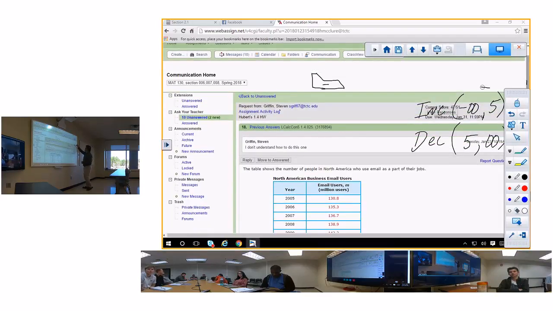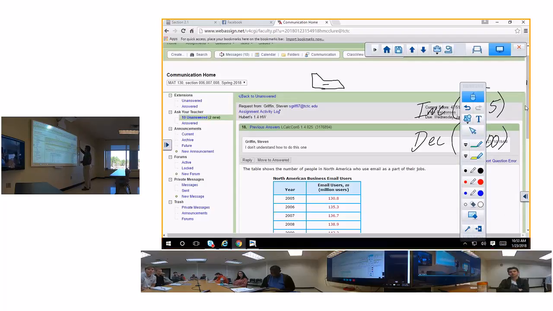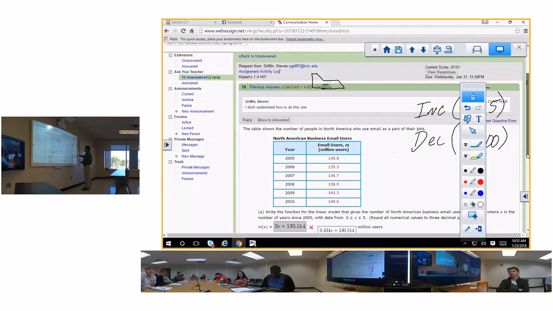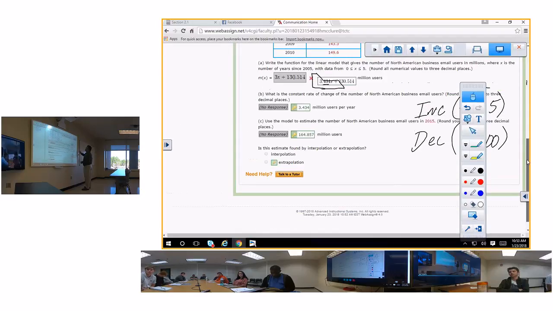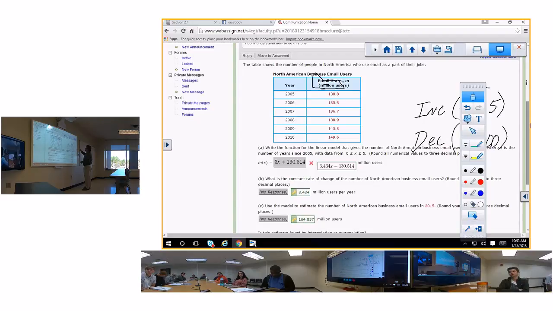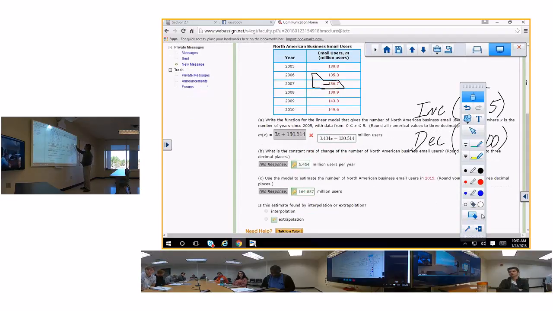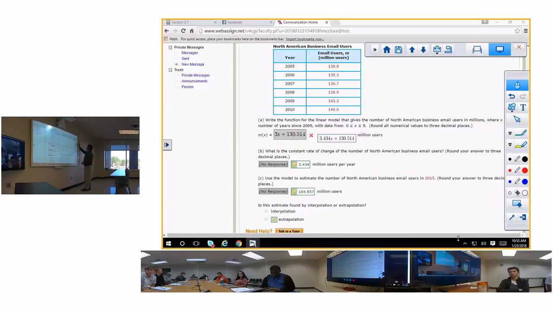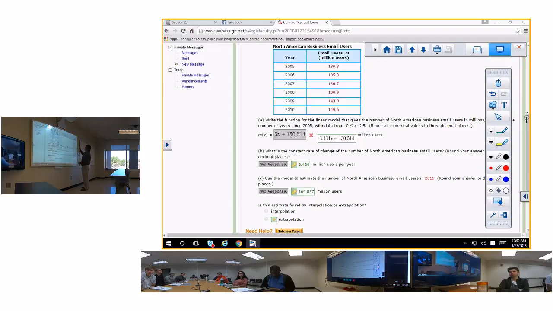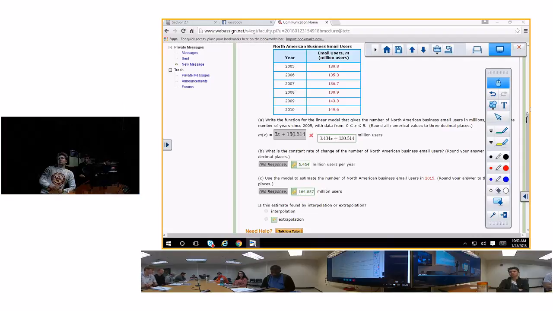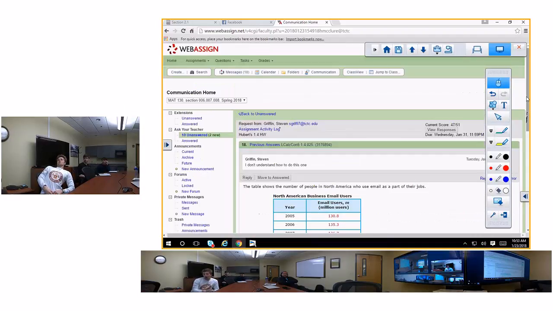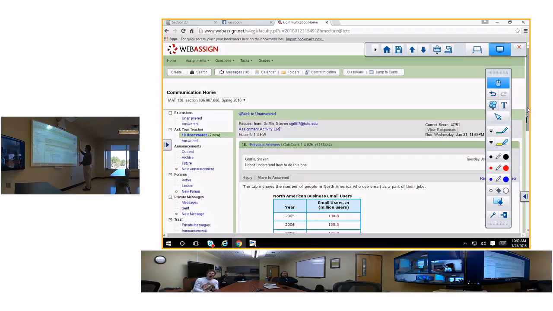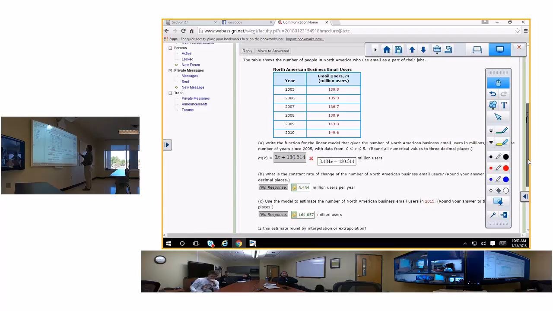Oh, man. You'll just have to bear with me. For some reason, this right side is not calibrated very good. Okay, the table shows blah, blah, blah. I have no idea what this is asking, but let's see. The table shows the number of people in North America who use email as part of their job. Most of them I didn't do. Sorry.